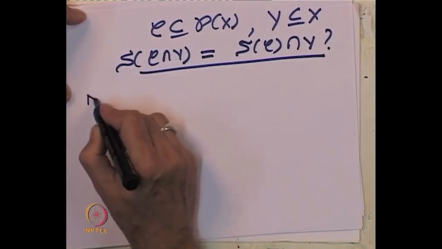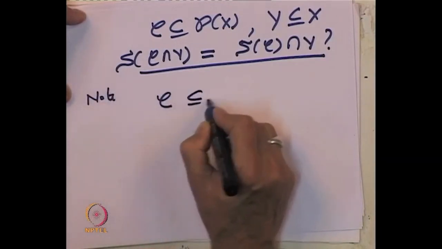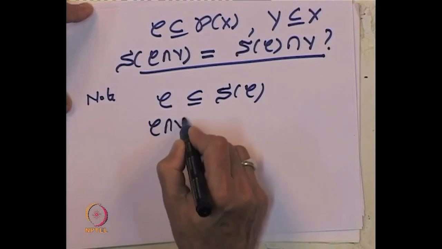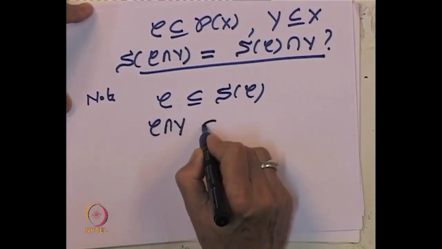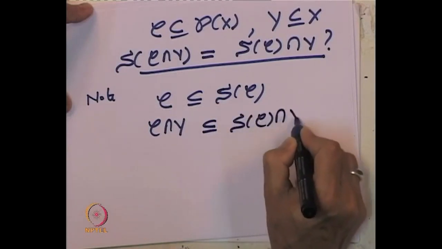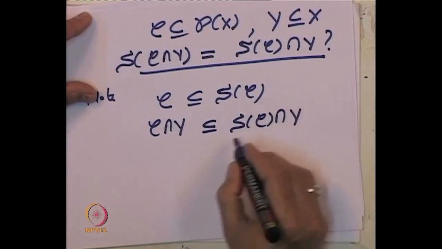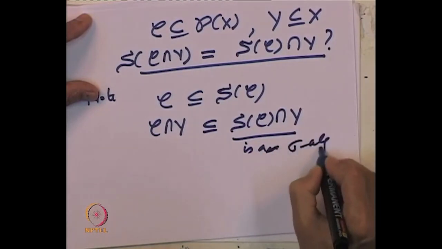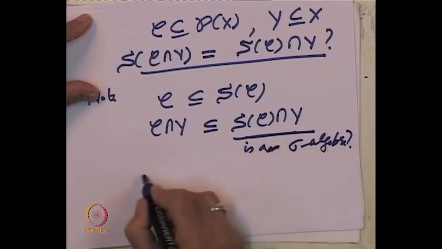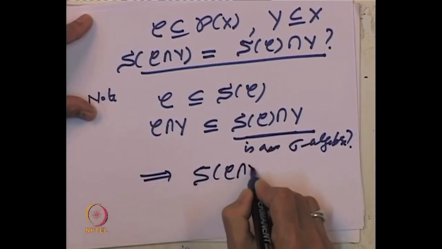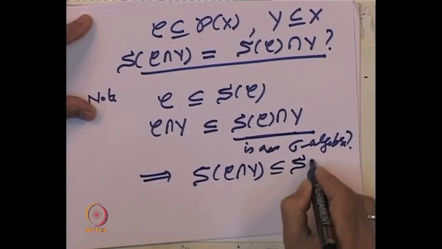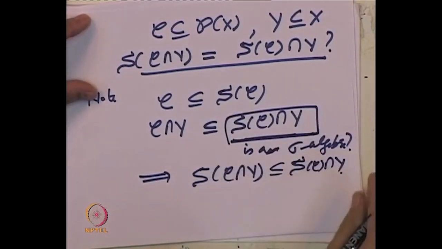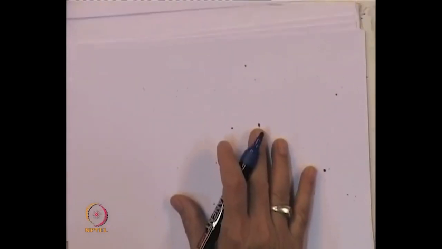So, let us observe. Note that C is contained in S of C, by the very definition. So, if I look at C intersection Y, the intersection of these sets is going to be inside S of C intersection Y. And if I can show that this is a sigma algebra, then I would have that S of C intersection Y will be inside S of C intersection Y. So, one should try to show that this is a sigma algebra.